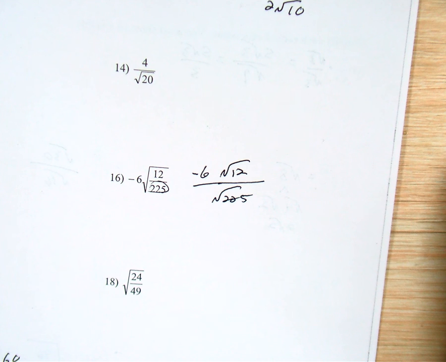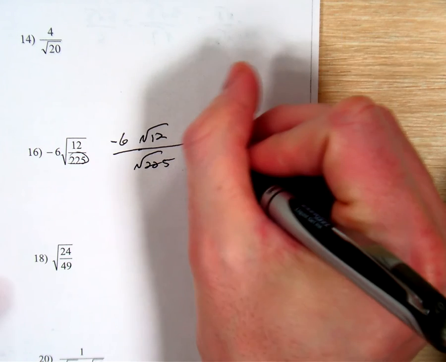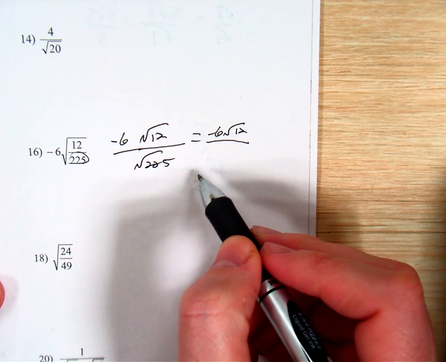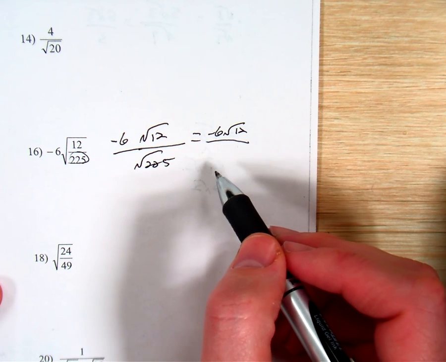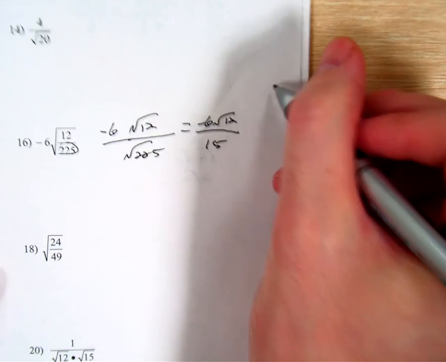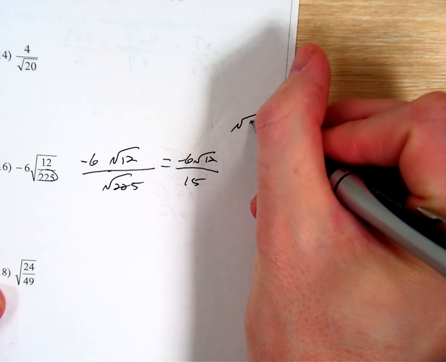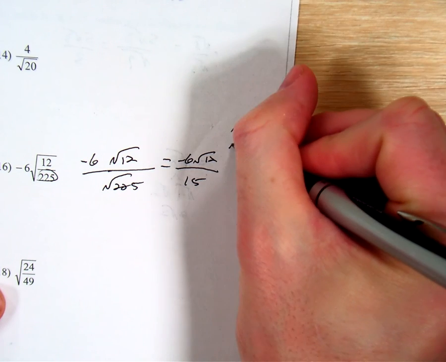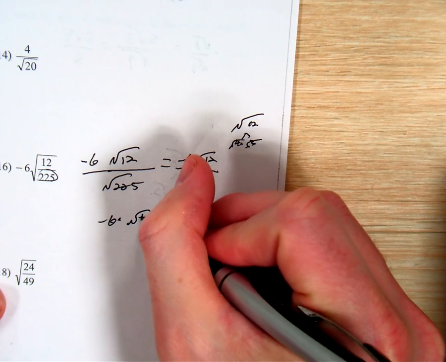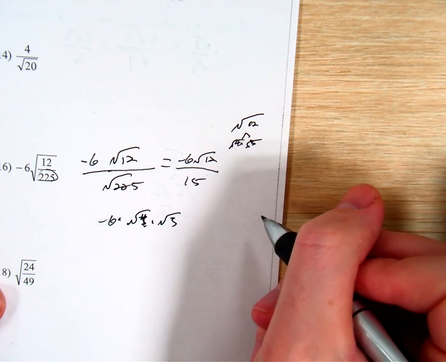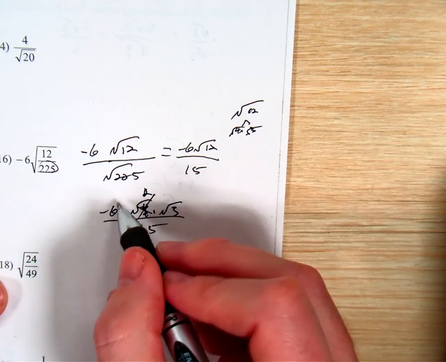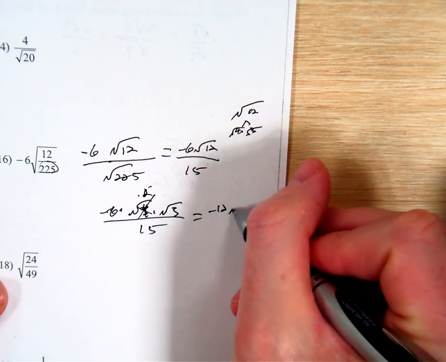225 is a perfect square. That's 15. That's how far we went in class. I just didn't go that far on the sheet for yesterday's video. Okay, so I have 15 there on the bottom, and then I can keep going on this 12. That's going to be 4 and 3. Square root of 4 is going to give me 2. That's going to be negative 12.